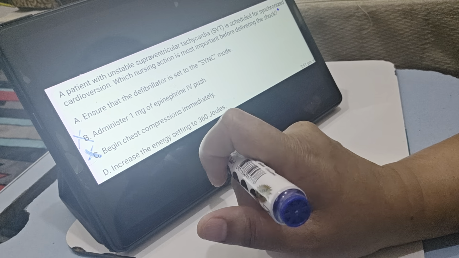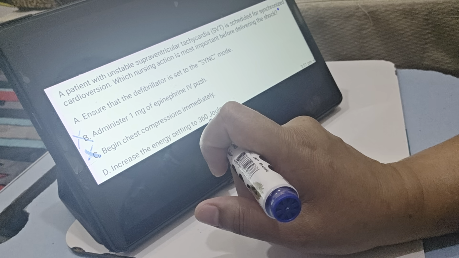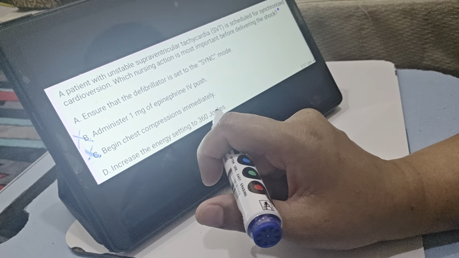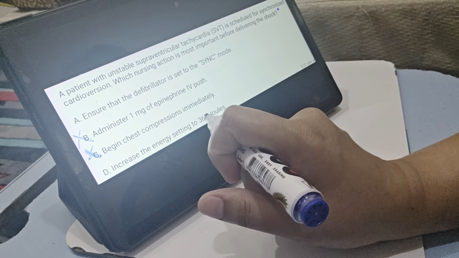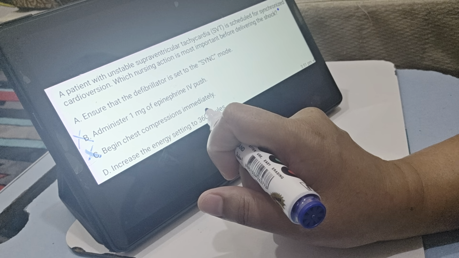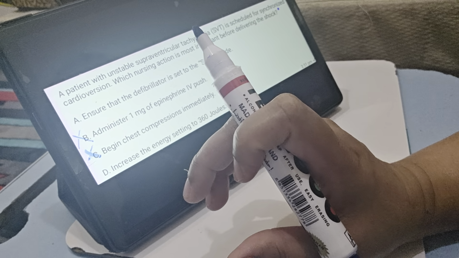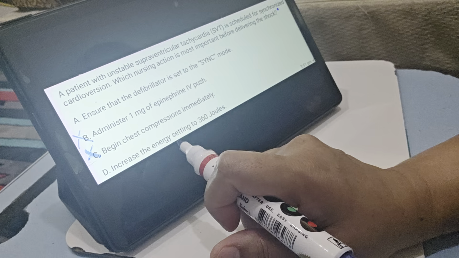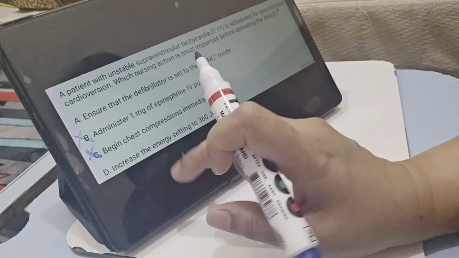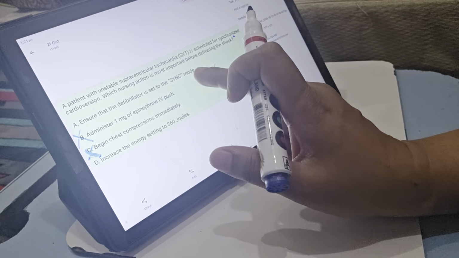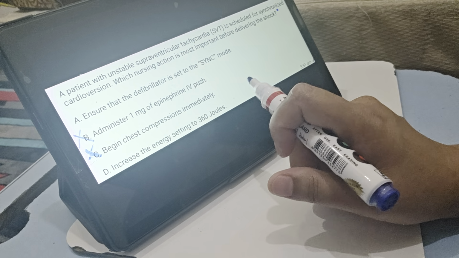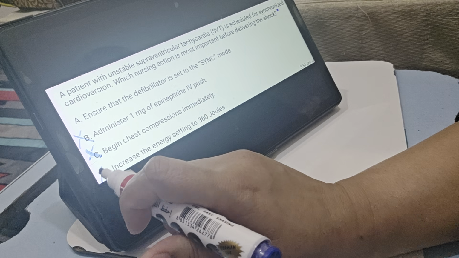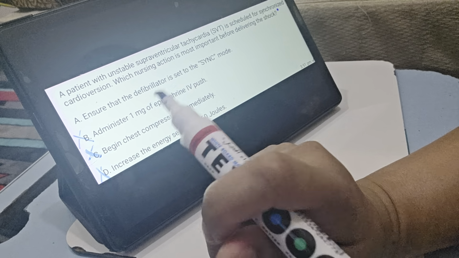Option D, increase the energy setting to 360 joules. No, because 360 joules is used for defibrillation, not for cardioversion. For cardioversion we mostly use 50 to 200 joules, and 360 joules is used for defibrillation. That's why this answer is also incorrect.